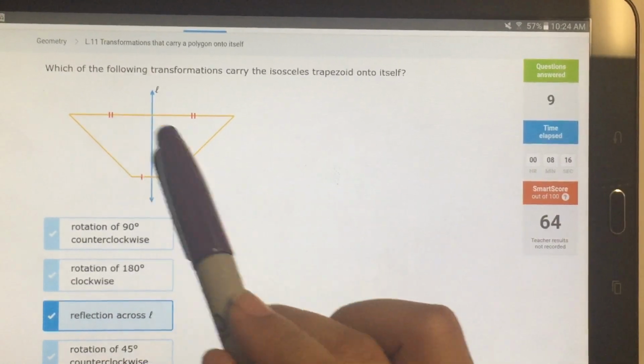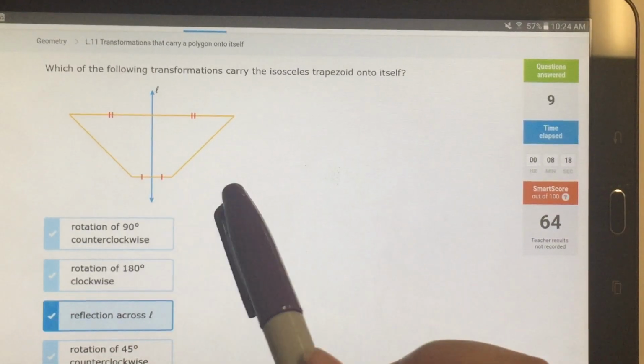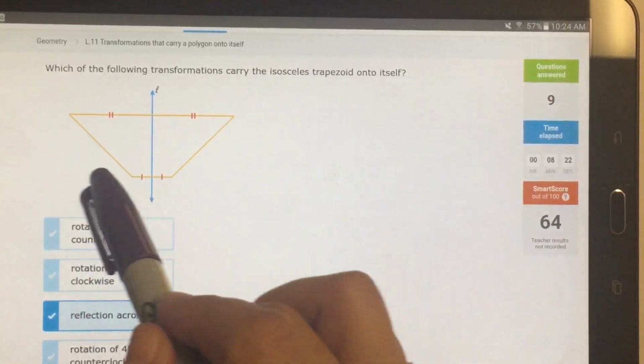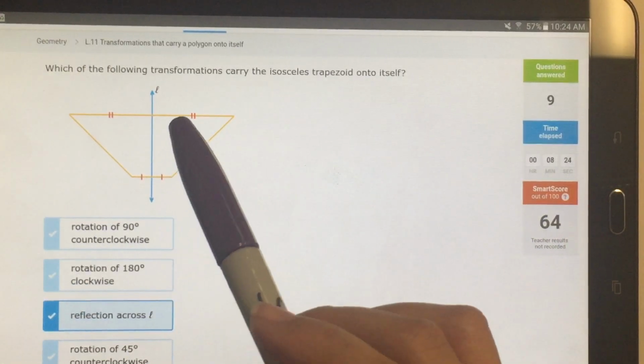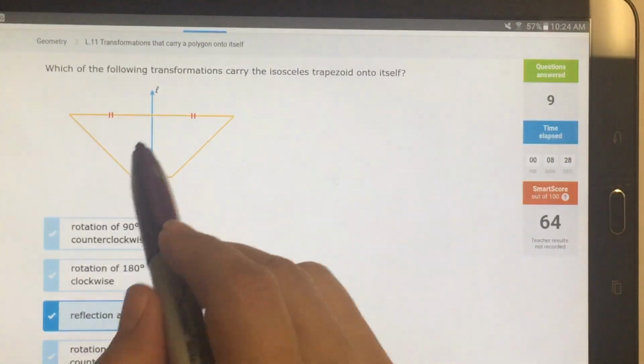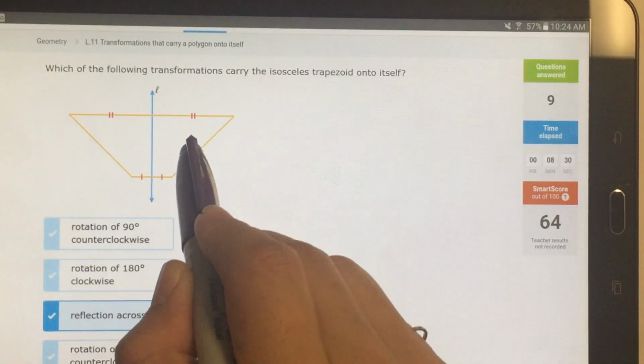Now, because it doesn't say it's regular, I can't count 4 sides and say, oh, it's 360 divided by 4, because this is not regular. These are not all the same. They're all different. So with this one, you actually have to figure out, if I turn this shape any kind of way, is there any other angle that it will look like this?